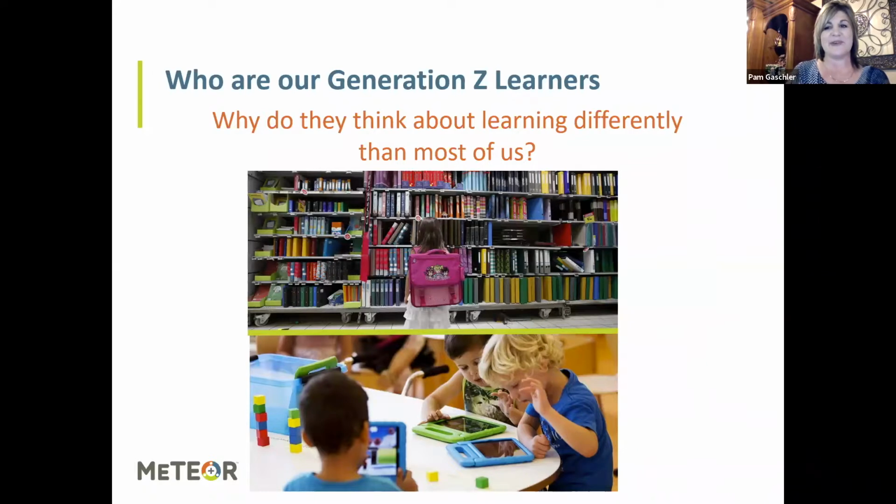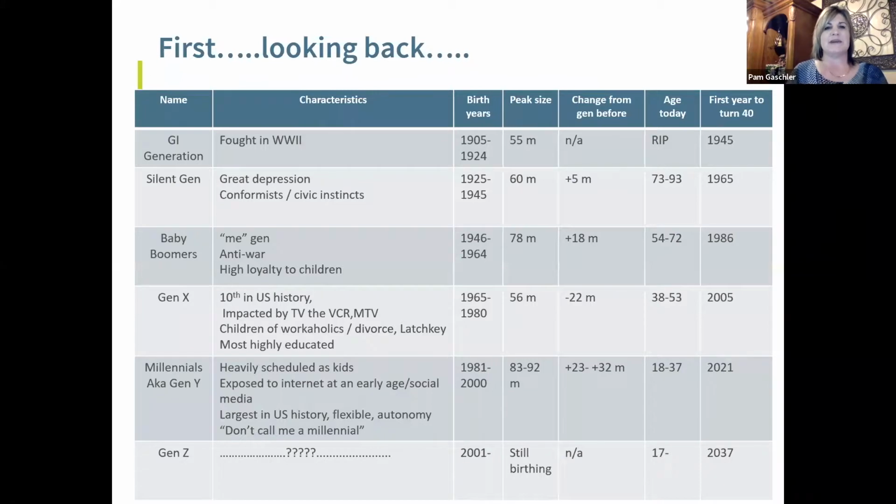All right. I hope you had enough time to think and then to jot a few comments down. But before we can really dive into Generation Z, let's look back at the past. We have generations that have fought in the World War. We have generations that have endured the Great Depression. We have generations that are anti-war. And then we have Generation X, the generation that changed because of television and VCRs and my favorite, MTV.